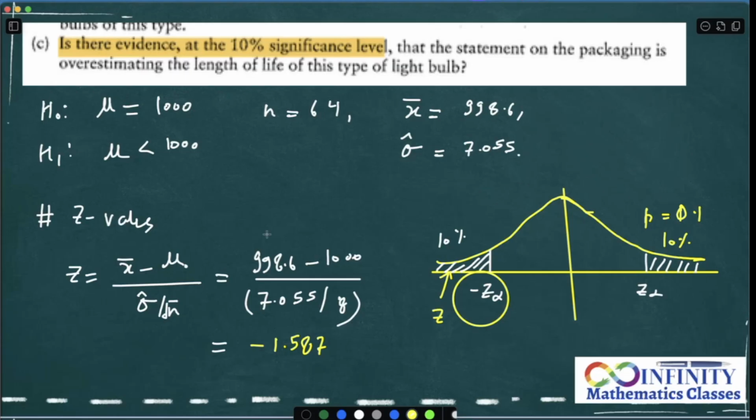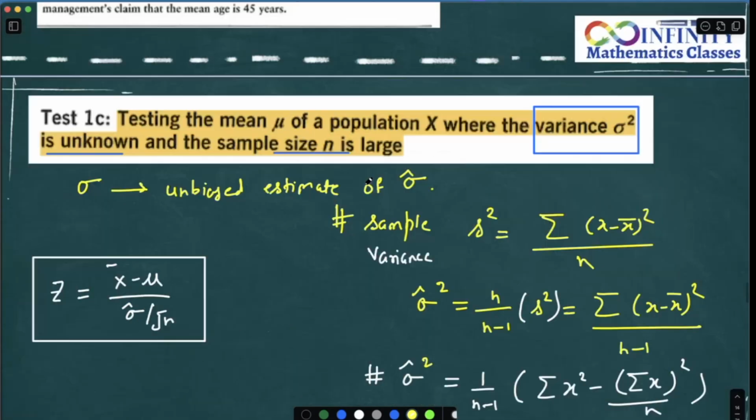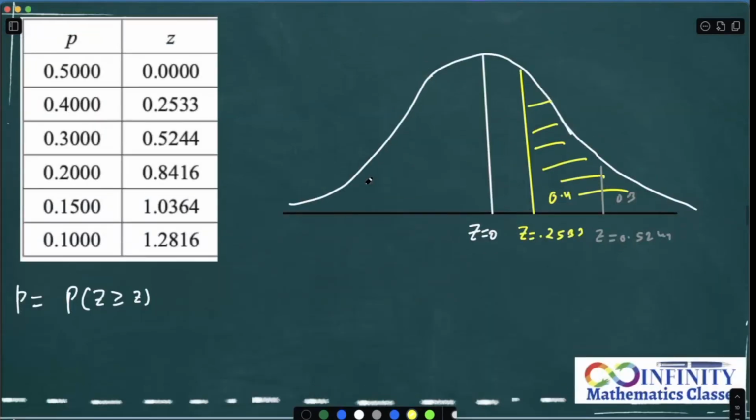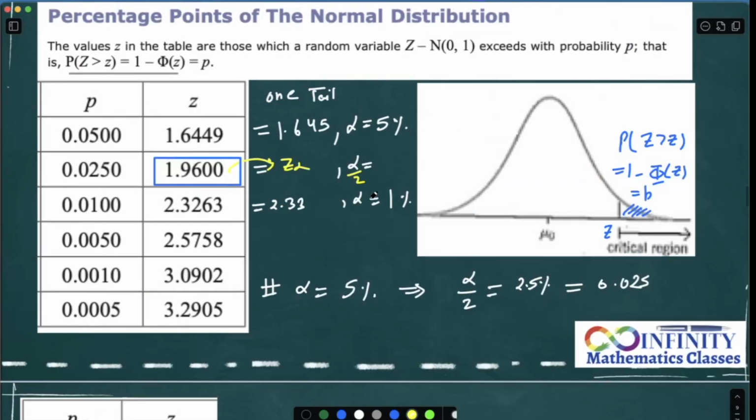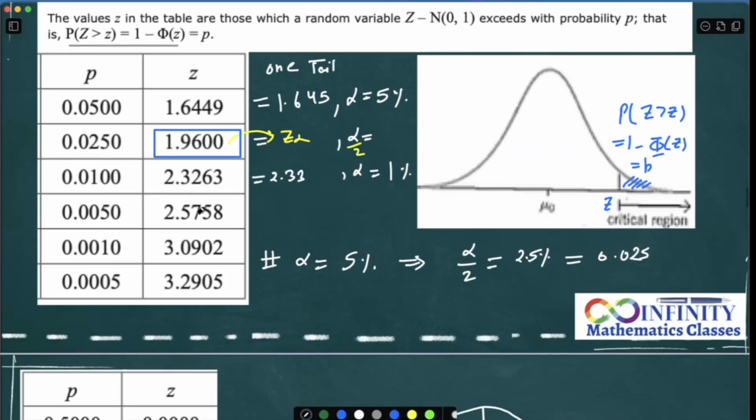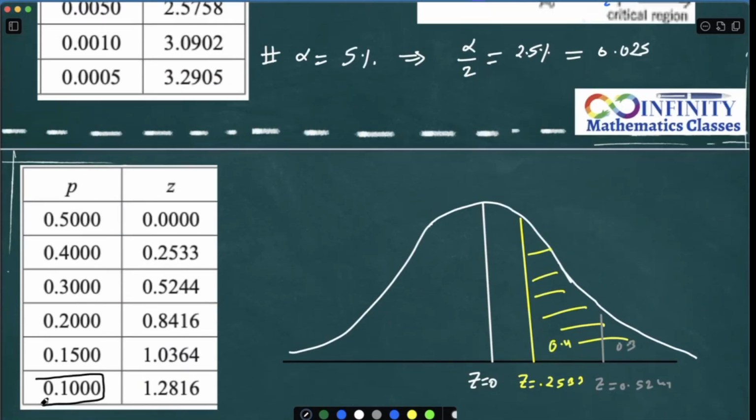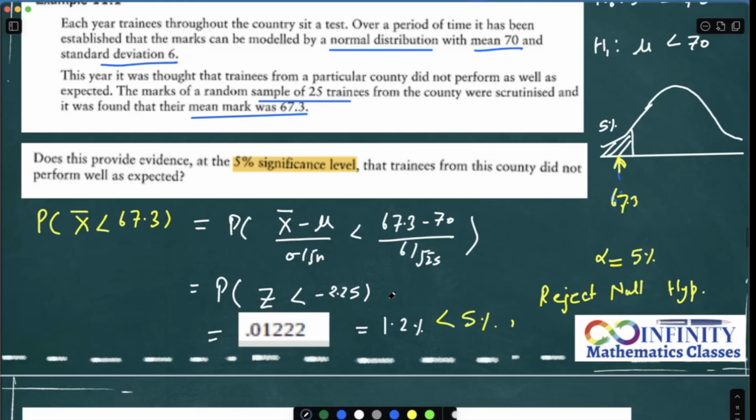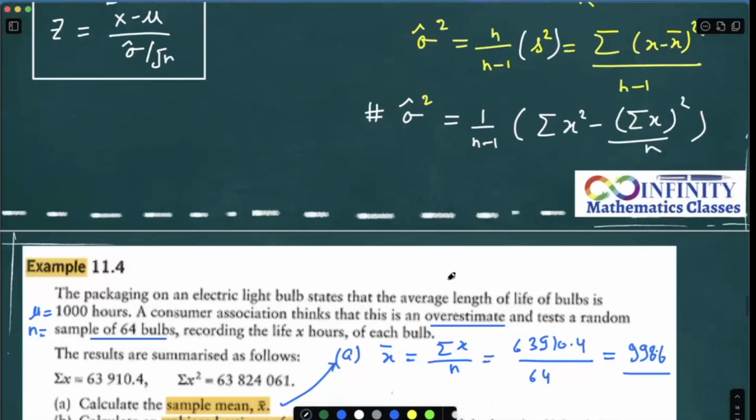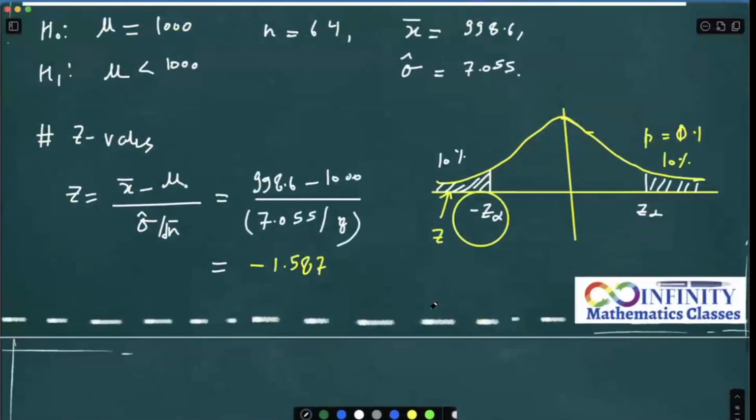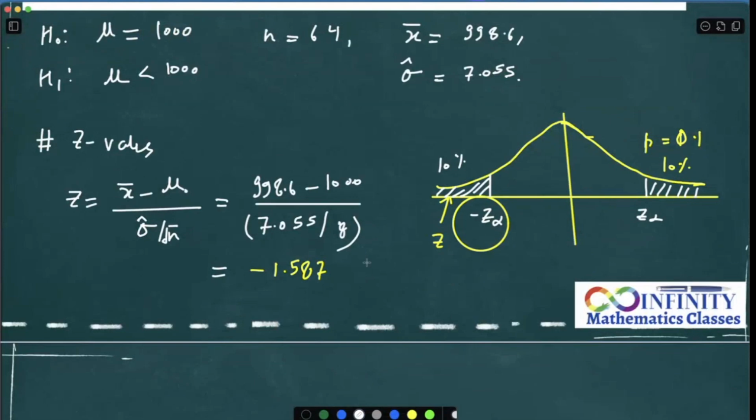So let us find out the value of Z. For this, I'm going back to the table, and in the table you look at 0.1. It is going to be 1.2816. Am I right? Yes, sir. So the area of 0.1 corresponds to 1.28. Perfectly okay. So is our Z less than negative 1.286? Yes or no?